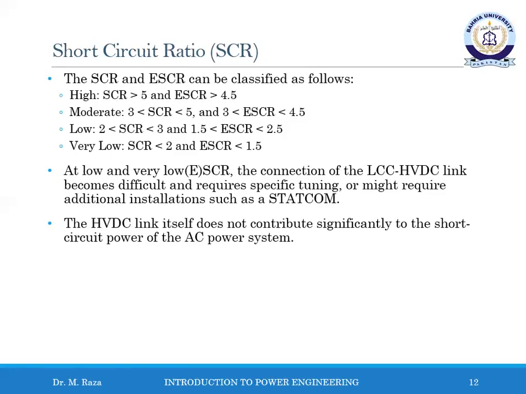The control of the HVDC link has an important impact on its interaction with the AC system. At low and very low SCR, the connection of an LCC HVDC link becomes difficult and requires specific tuning or might require additional installation such as STATCOM. However, specific studies have to be performed in order to assess the full impact. Furthermore, the HVDC link itself does not contribute significantly to the short circuit power of the AC power system.